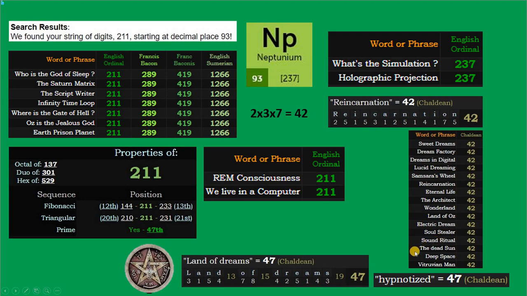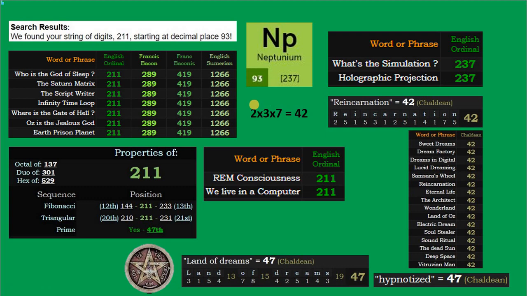Sound ritual, the universe is based on sound, the dead sun, deep space, and Vitruvian man. We also have God is a dreamer, the creation, artificial matrix, full moon, born in matter, Trojan horse, and body snatcher. So could this be that the god of sleep possesses our bodies via those artificial frequencies? Our minds apparently are not ours, it's God's voice, and it can sometimes not be so nice, and it is remotely controlling us.